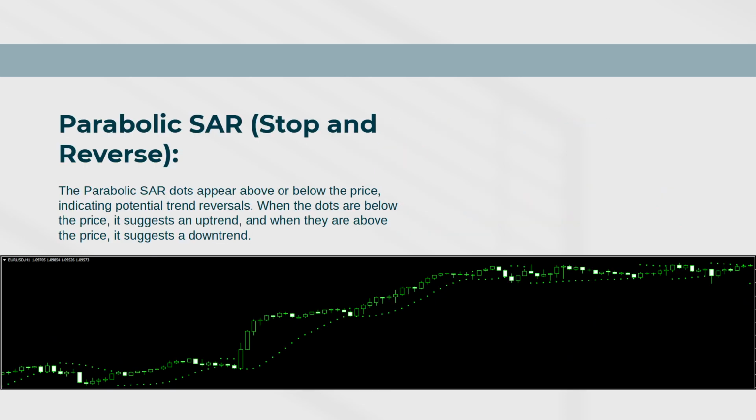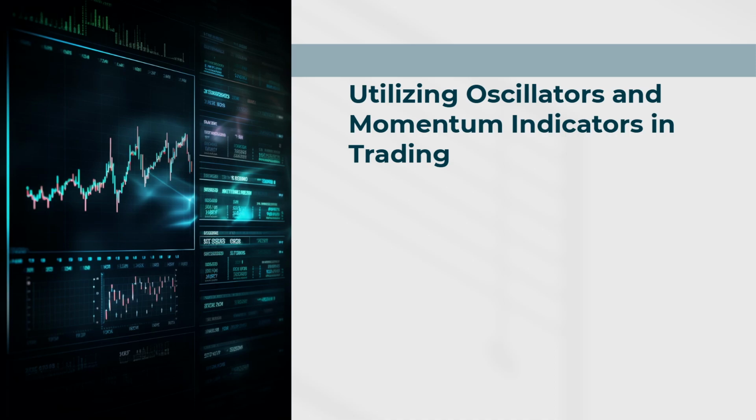Parabolic SAR, Stop and Reverse. The parabolic SAR dots appear above or below the price, indicating potential trend reversals. When the dots are below the price, it suggests an uptrend, and when they are above the price, it suggests a downtrend. Utilizing oscillators and momentum indicators in trading.